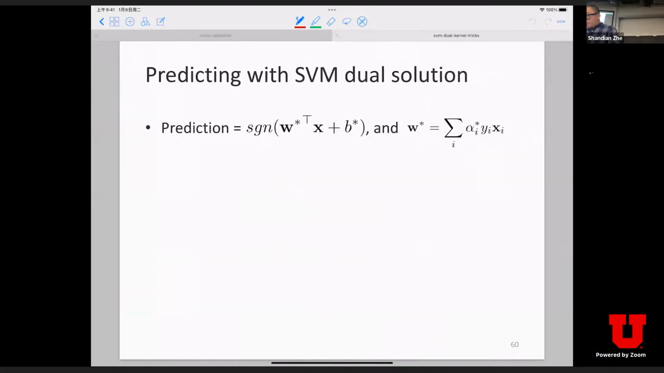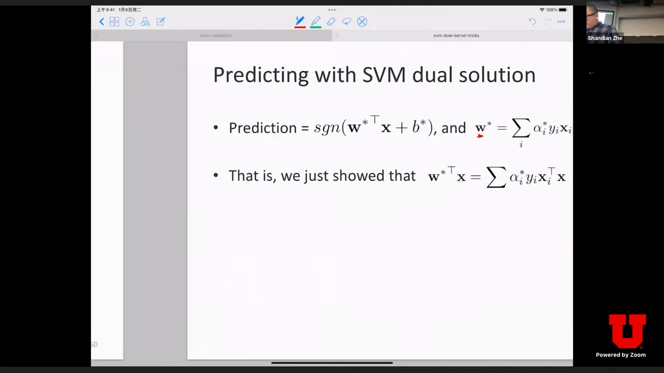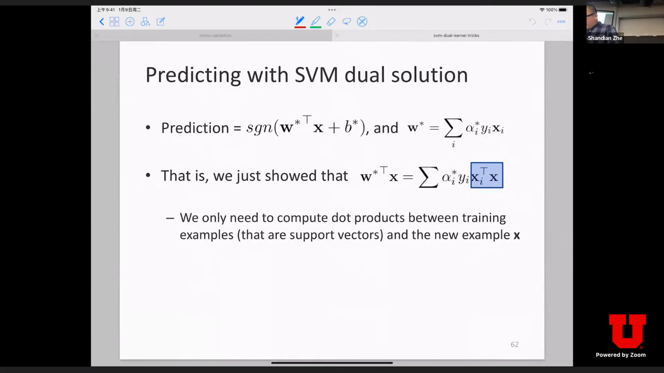So in the last lecture, we talked about, if we use the dual form representation of w star and you make a prediction, you see that the classification score essentially is a weighted summation of the inner product between each training input and the test input. This can be derived by just substituting the representation of w star into the prediction step.